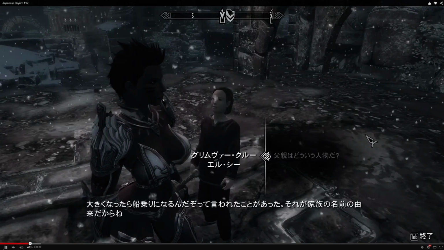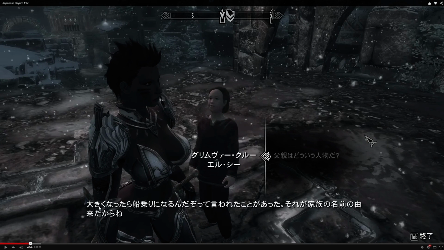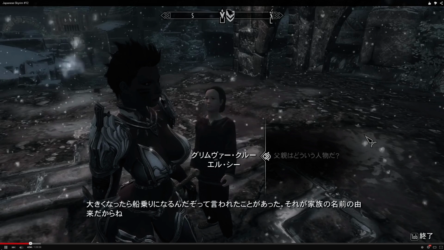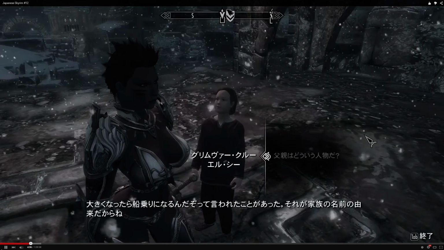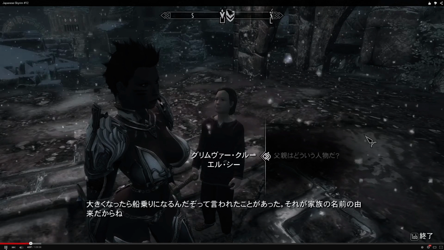Never mind. So right here he just says that when I become big, I'm told frequently that I'm going to become a sailor. That's the origin of the family name, so see, his last name is Shi. That's why it says kazoku no namae. My family name is like that.